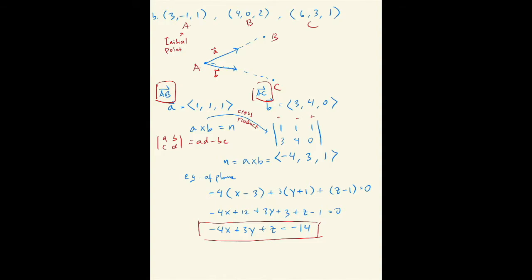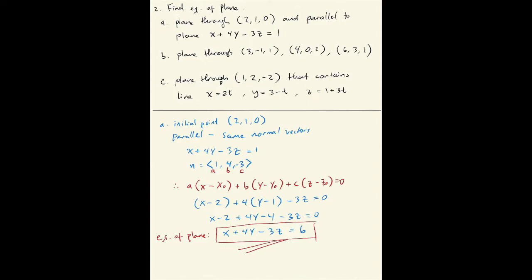Okay, questions? You mean for your initial point? So for example, if your initial point is A, you need to find AB, AC. If your initial point is B, you need to find BA and BC. Okay? BA and BC. The initial point is B.